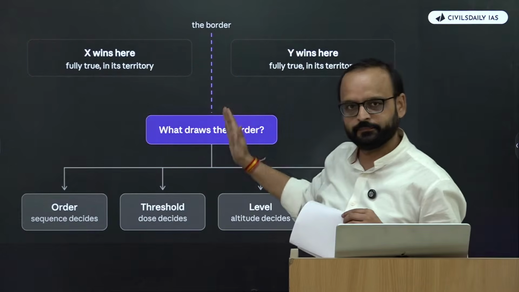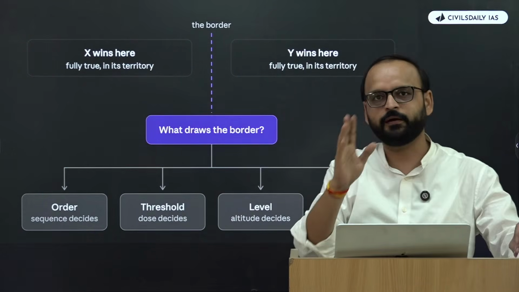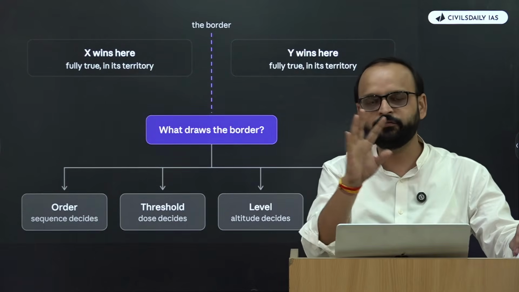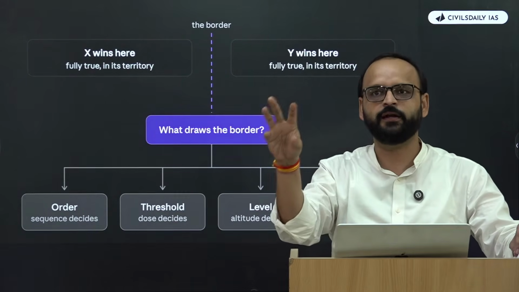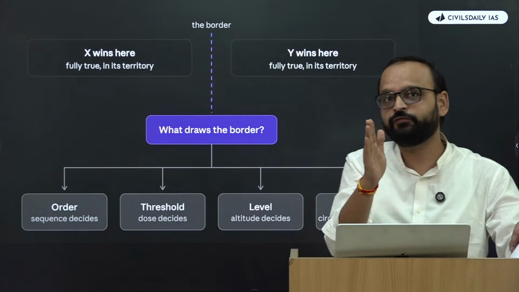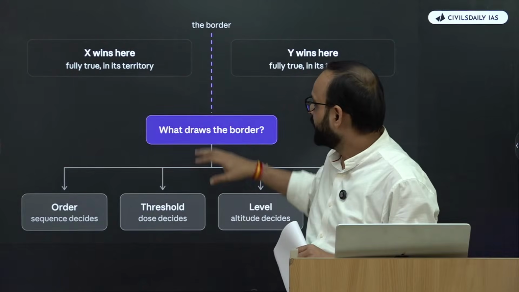So there's a border. This synthesis is basically here. There's a partition. Both are true, but there's a partition, and there are different things which each of these, X and Y, does. That border is what you have to figure out and fine tune. And how do you draw the border?